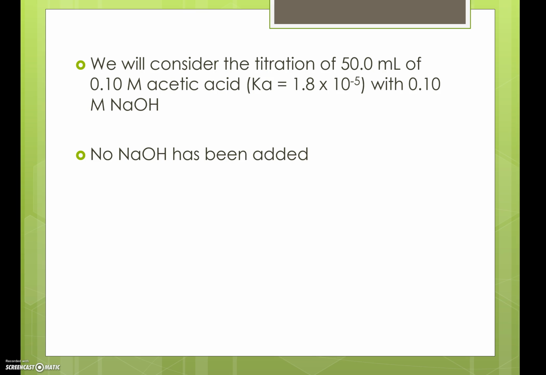So here's a problem. Let's consider the titration of 50 milliliters of 0.10 molar acetic acid with 0.10 molar sodium hydroxide. And the first thing we're typically asked to do is calculate the pH before the titration starts. So we want to calculate the pH before any sodium hydroxide has been added. So really, we're just calculating the pH of a weak acid solution.